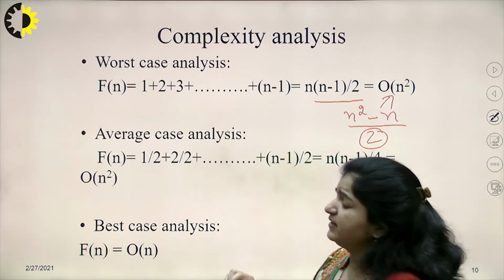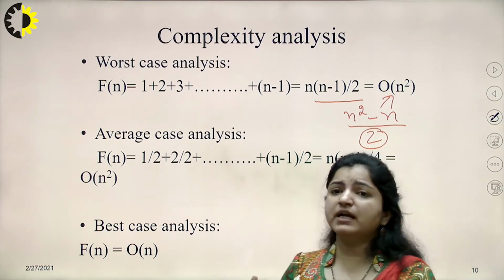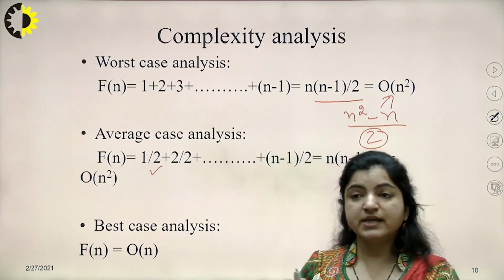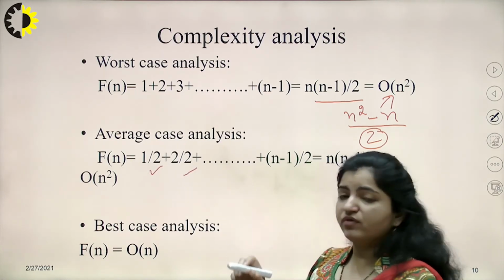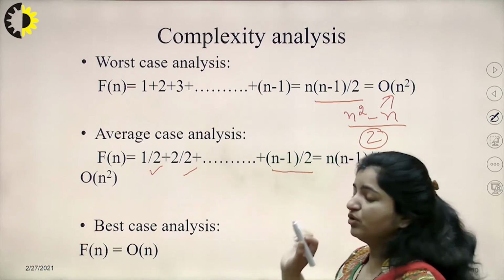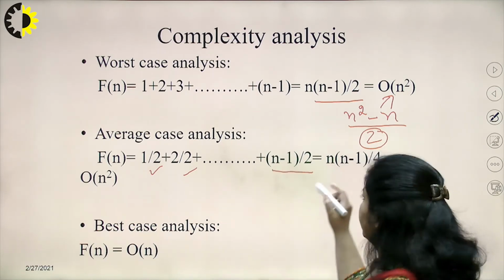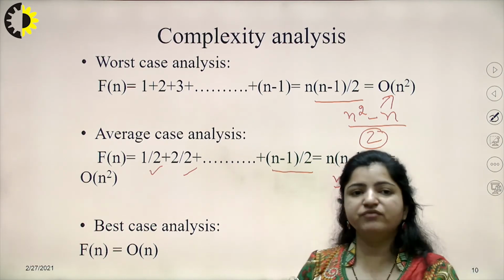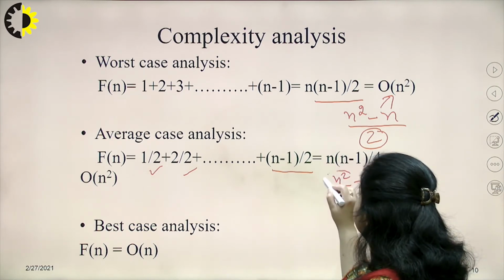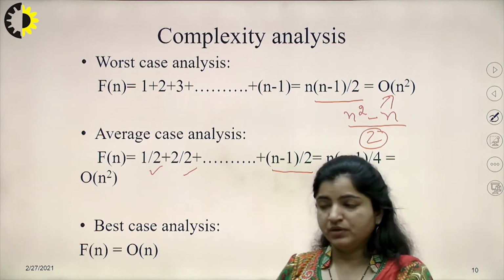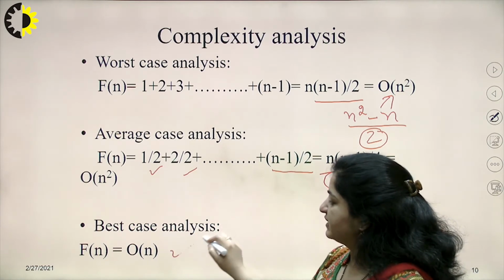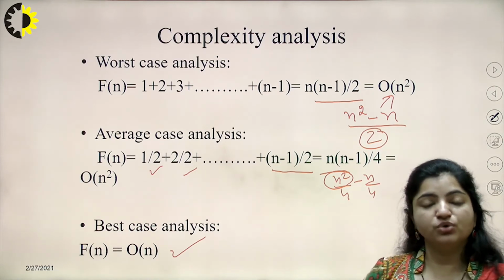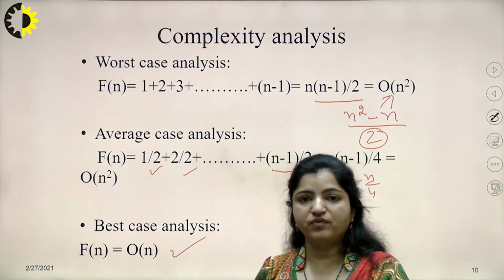In average case analysis, the number of comparisons is reduced to half. In the first case we make half the number of comparisons, then in the second we make 2 by 2 comparisons, and it goes on till the total number of values in the array. Solving this gives n square by 4 minus n by 4. The 4 is again a constant which can be ignored, and again we get the complexity big O of n square. In the best case, the complexity of insertion sort is big O of n, since we are able to sort the elements with a single comparison per element.